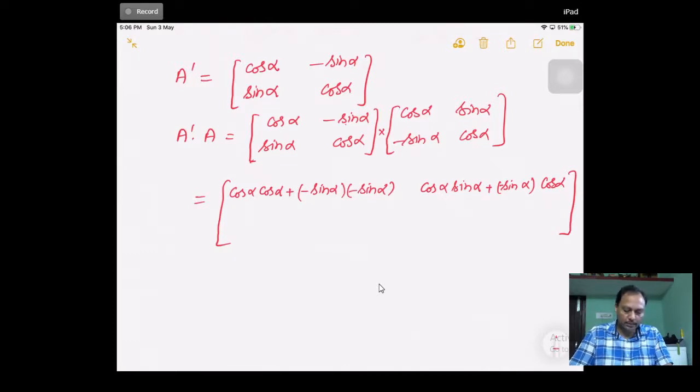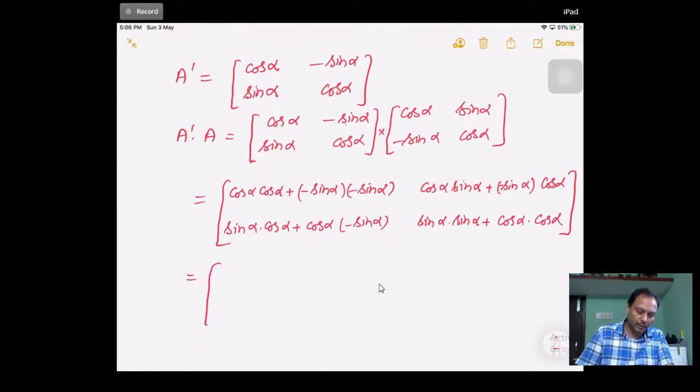For the element of second row first column, we are multiplying second row with first column, sin alpha into cos alpha plus cos alpha multiplying with minus sin alpha, and finally the second row multiplying with second column, we are getting sin alpha into sin alpha plus cos alpha into cos alpha.